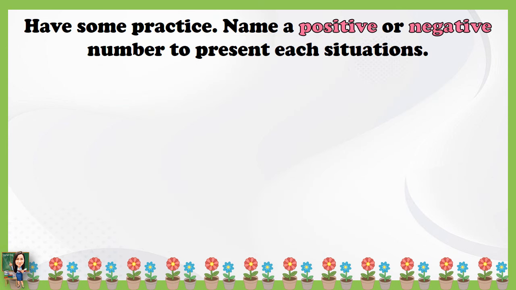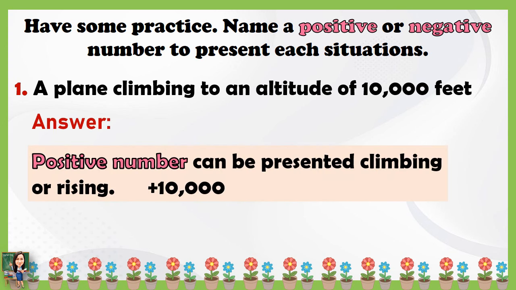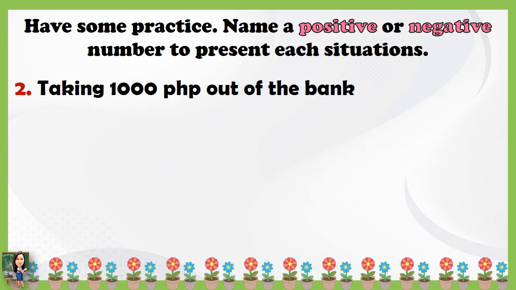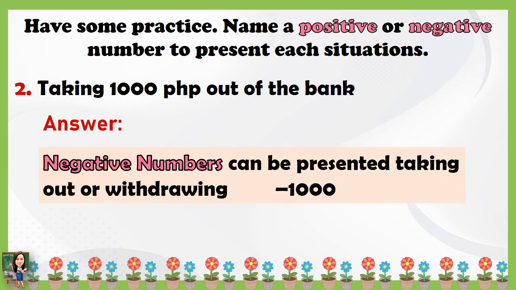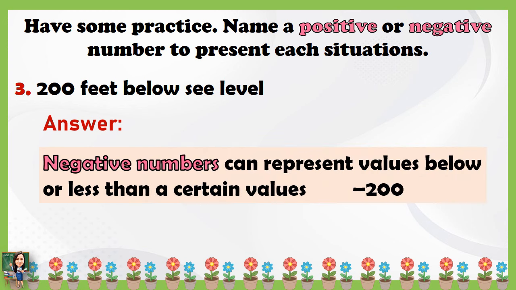Have some practice. Name a positive or negative number to represent each situation. Number 1. A plane climbing to an altitude of 10,000 feet. The answer is, positive numbers can represent climbing or rising. This is positive 10,000. Number 2. Taking 1,000 pesos out of the bank. The answer is, negative numbers can represent taking out or withdrawing. The answer is negative 1,000. Number 3. 200 feet below sea level. The answer is, negative numbers can represent values below or less than a certain value, or negative 200.